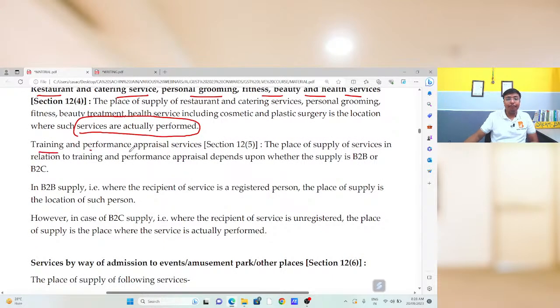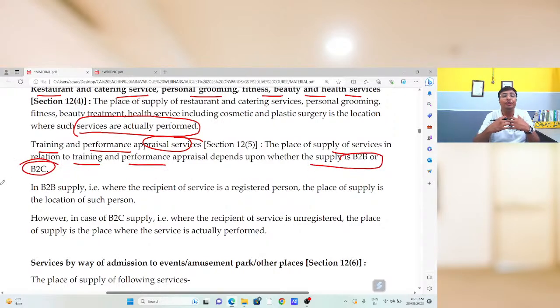Regarding training and performance appraisal services, the place of supply depends upon whether the supply is B2B or B2C. Suppose I am going to train a certain registered person, in that case the place of supply will be different. And if I am going to train a certain unregistered person, in that case the place of supply will be different, and we need to decide the same.